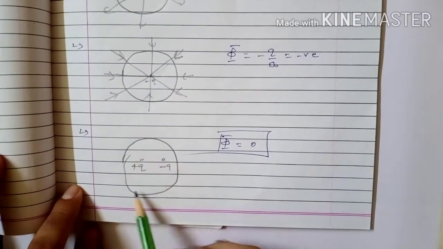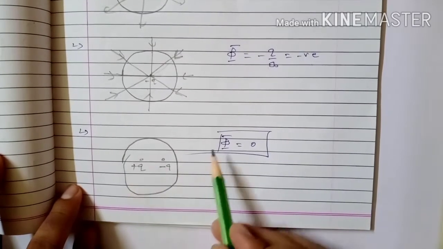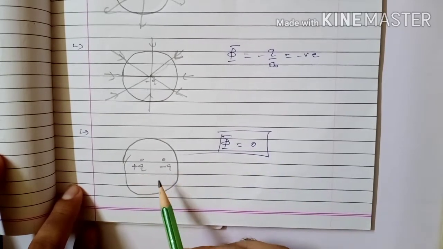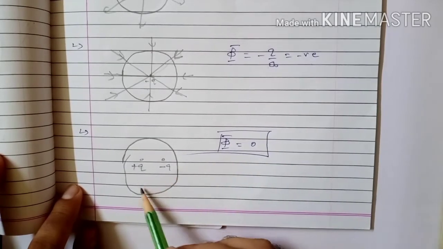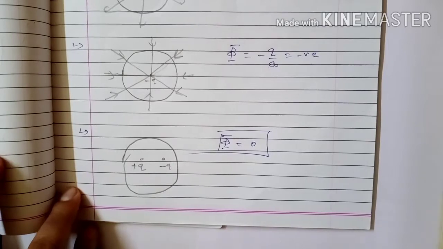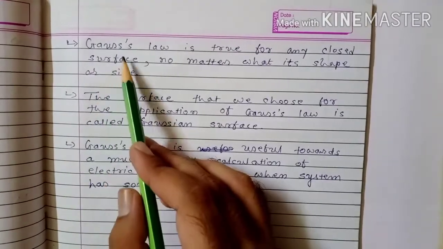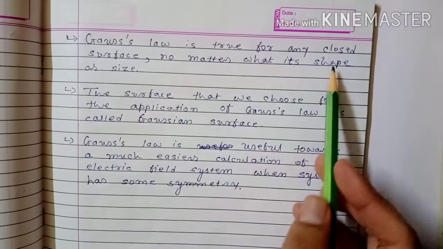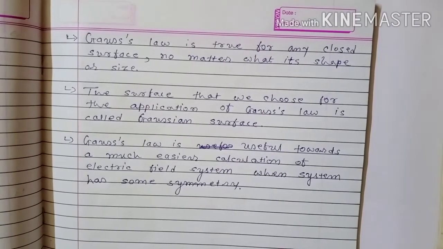If we have two charges, plus Q and minus Q, say an electric dipole, then the electric flux due to this dipole is 0, because plus Q by epsilon naught minus Q by epsilon naught gives 0. So the net flux due to this system of two charges is 0. Here we can say Gauss's law is true for any closed surface, no matter what its shape or size.